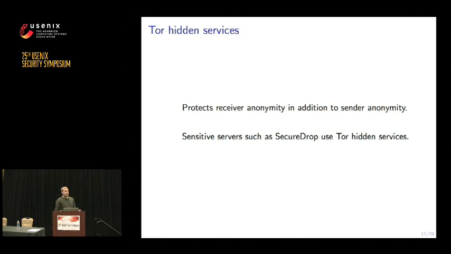But there are some entities that have a very good reason not to want to have this as public information. For example, SecureDrop, which is a whistleblowing platform for journalists, hosts a lot of extremely sensitive content. And they have a very good reason to not want it publicly known where their servers are located and things like that. So they require receiver anonymity as well as clients requiring sender anonymity.